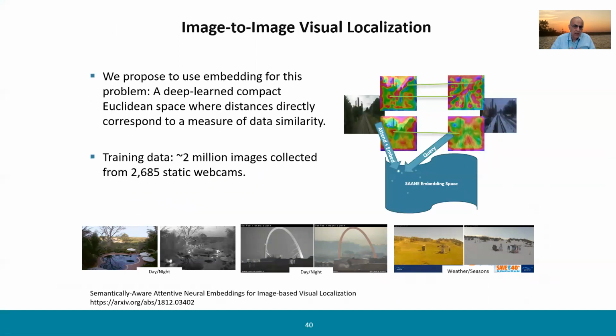And the goal, the way we plan to do this over here is, again, using embeddings, using deep learning. But what we did here was collect images from webcams for training. So we took static webcams, 2,685 of them, and collected about 2 million images. And for each of those images, we now have data 365 days a year and 24 hours in the day. So we have a lot of data across all kinds of conditions: day, night, weather, different days of the year, but also different, it could be raining sometimes, it could be snowing, things like that.